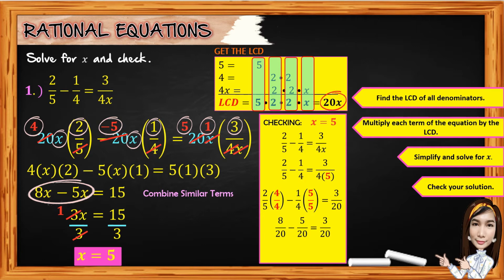Now as you notice, we already have the same denominator. So we can subtract the numerator, 8 minus 5 is equal to 3, then copy the common denominator 20. So the result is 3 over 20 is equal to 3 over 20. Now if both sides are equal, that means the value of our x is correct.